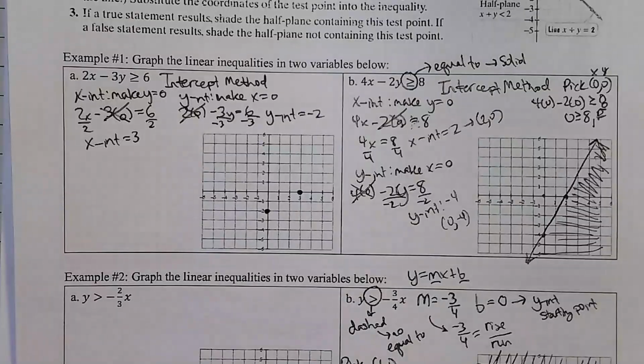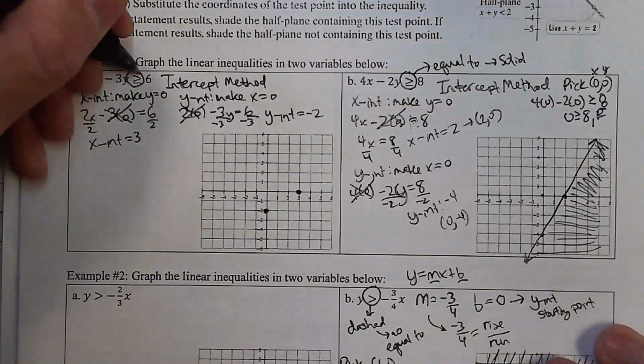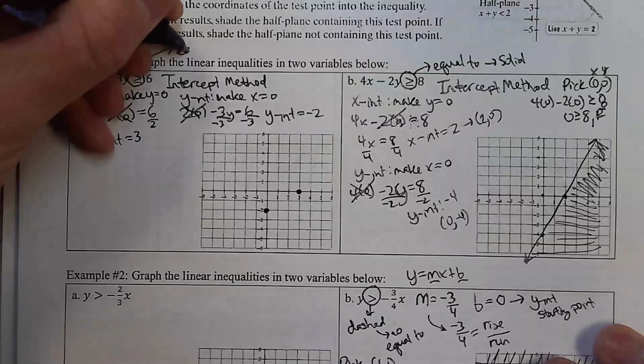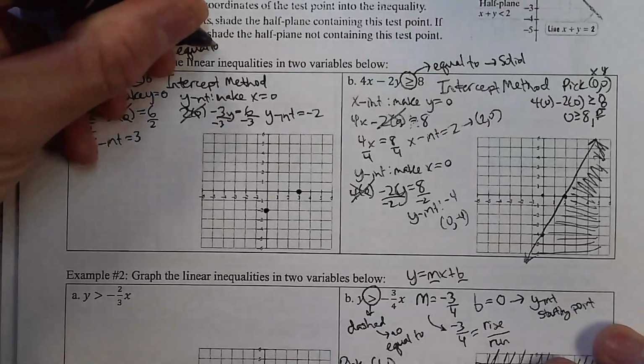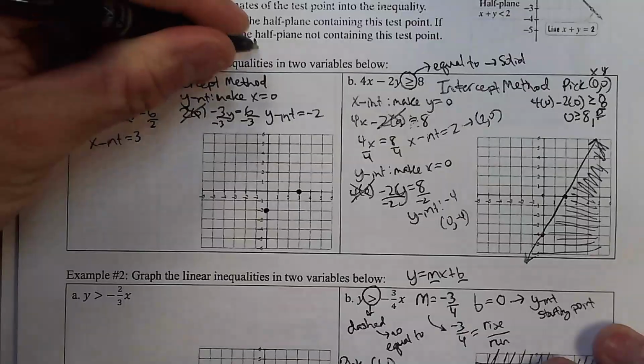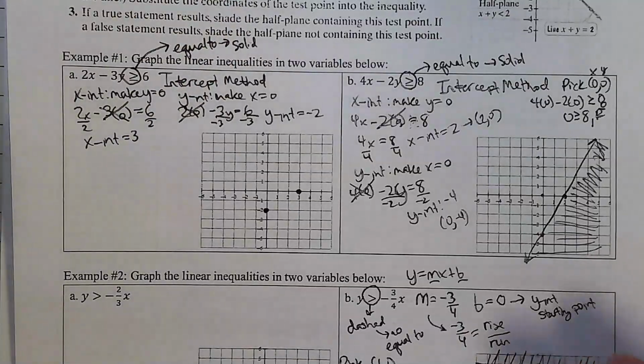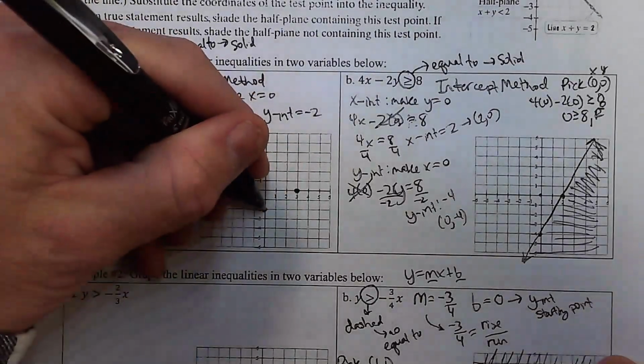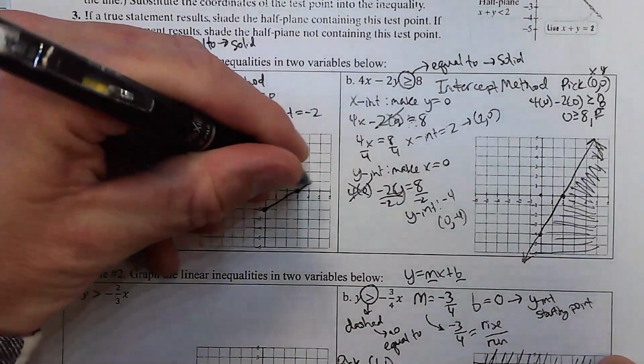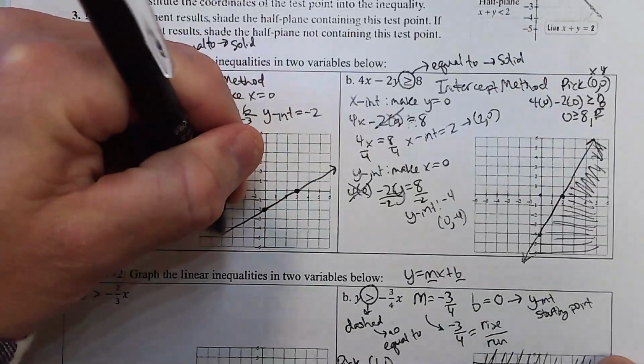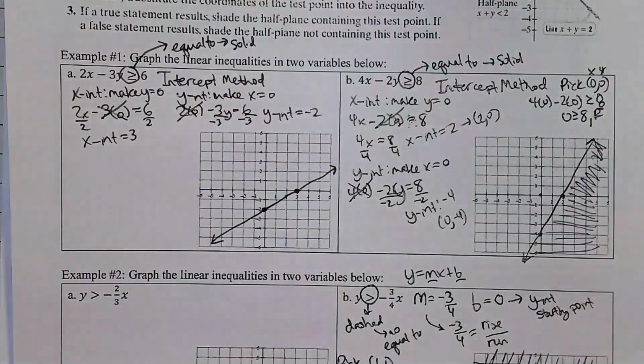Next thing we ask, is it a solid line or a dashed line? Okay, you'll probably remember this. This one is a solid line because of the equal to. So if it's equal to, it's solid because that implies it's including every point on that line. So I'm going to connect these with a solid line.